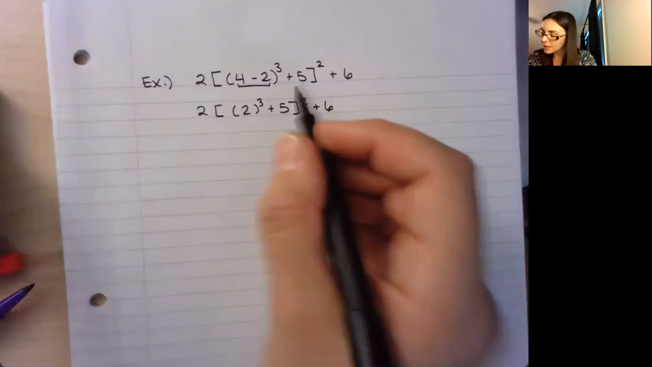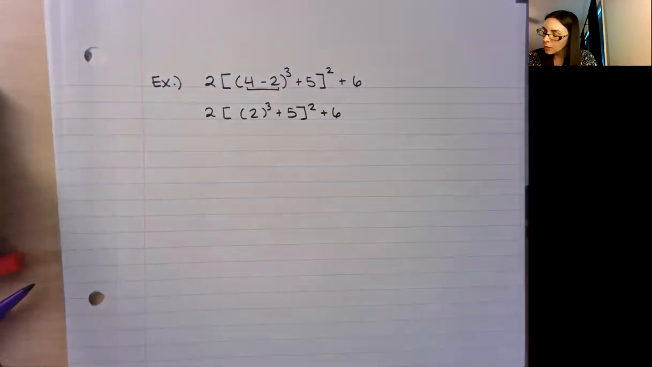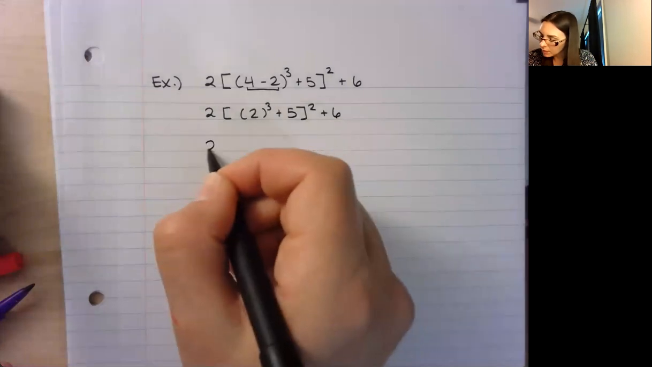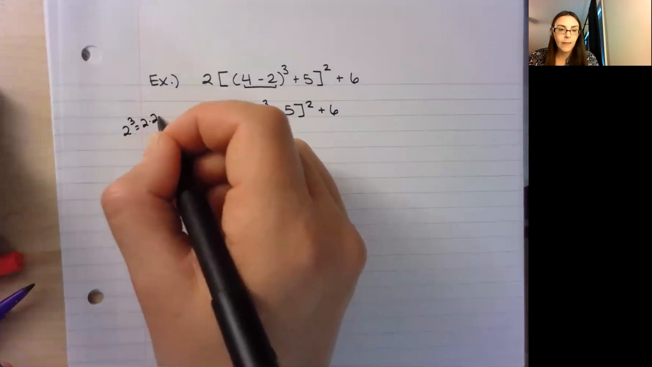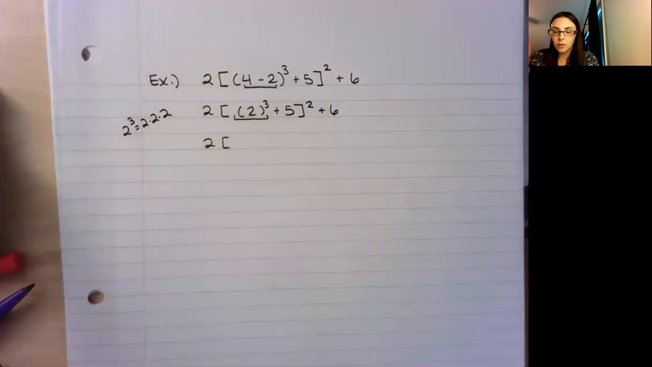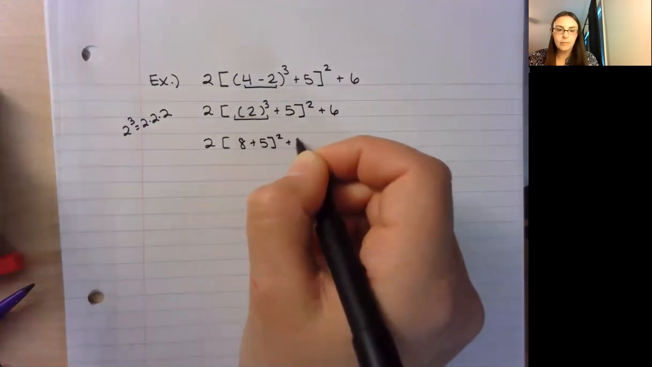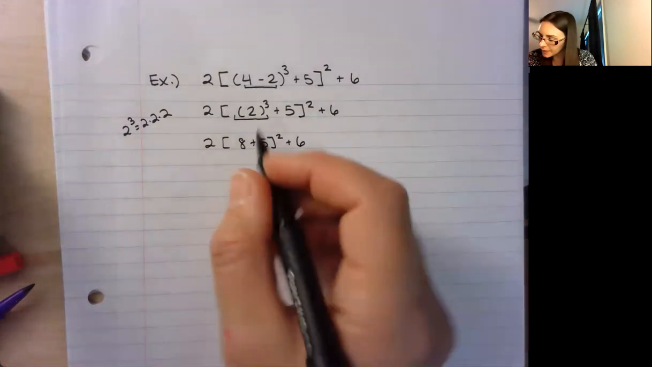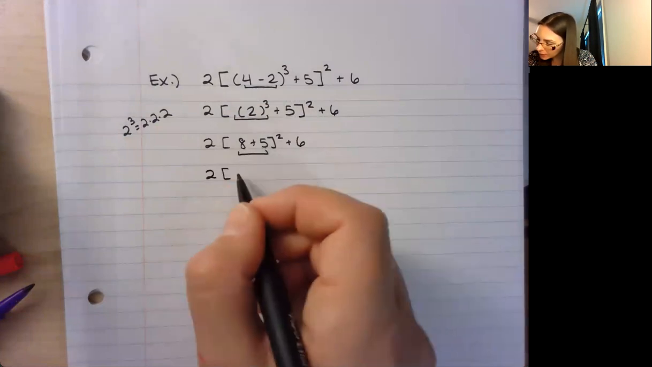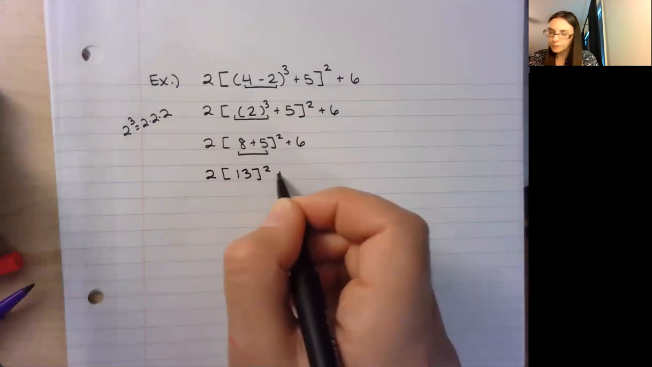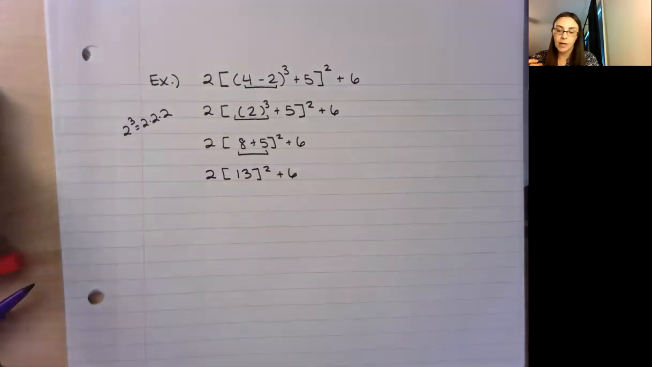Now I have another set of grouping symbols, so I'm going to work inside here first. And when I'm on the inside, I'm still following the order of operations, which means I'm going to do the cube first. So here I have 2 cubed, which is 2 times 2 times 2. 2 times 2 is 4, times 2 is 8. I still have those grouping symbols and I still have something to do, so I'm going to keep going. 8 plus 5 is going to be 13. Now I still have the brackets, but there's nothing left to do on the inside, so that part is done. I'm going to move on now.